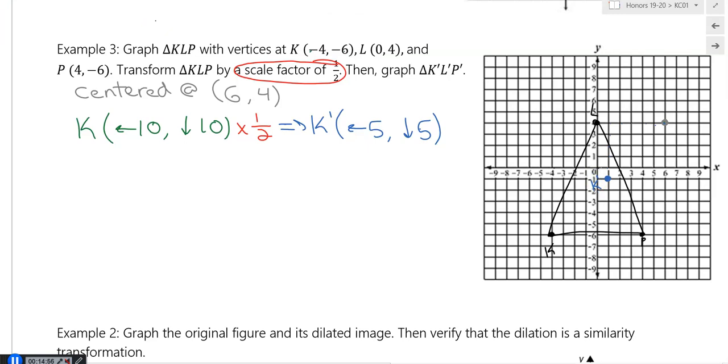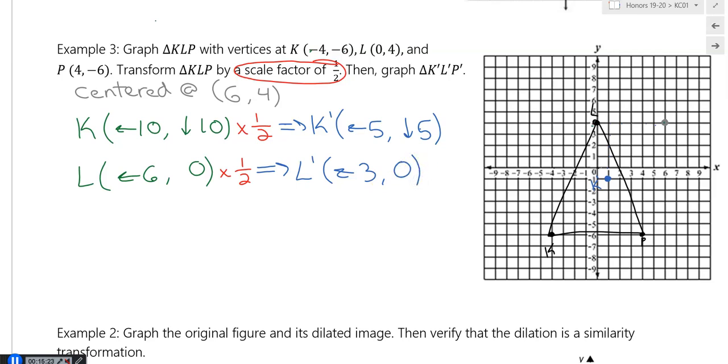Okay. Same thing with L. My L is just 6 left and then it doesn't go anything else, right? It doesn't have to go up or down, times 1/2. So that gives me an L prime of, well, I'm going to go left 3 and then still 0, right? So if you ever have a 0, it just stays that way. So starting here, I'm going to go 1, 2, 3. There's my L prime.